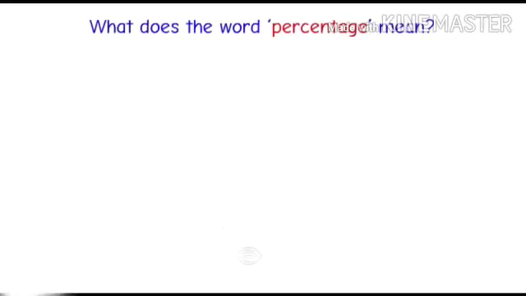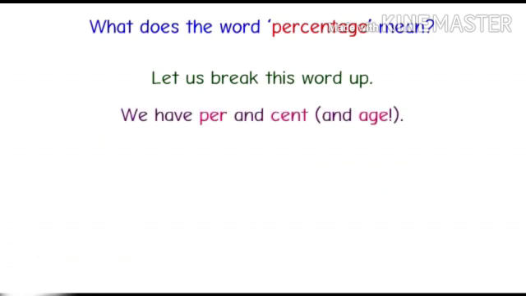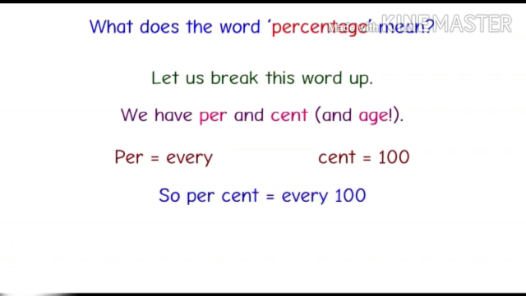Percentage. What does the word percentage mean? Let us break this word up. We have per and cent and age. Per is equal to every, cent is equal to 100. So percent is equal to every 100. Percentage is equal to for every 100.